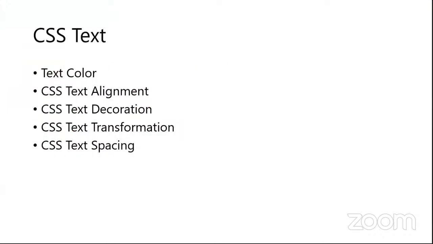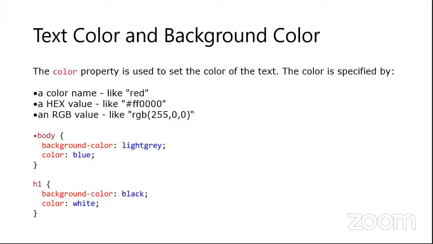CSS text. So CSS text, text color and text alignment. We may also see CSS text decoration, text transformation, and text spacing. These are all under CSS text. So we will discuss step by step. So text color and background color. The color property is used to set the color of the text. The color is specified by a color name like red, or a hex value, like the hashtag and the color value.